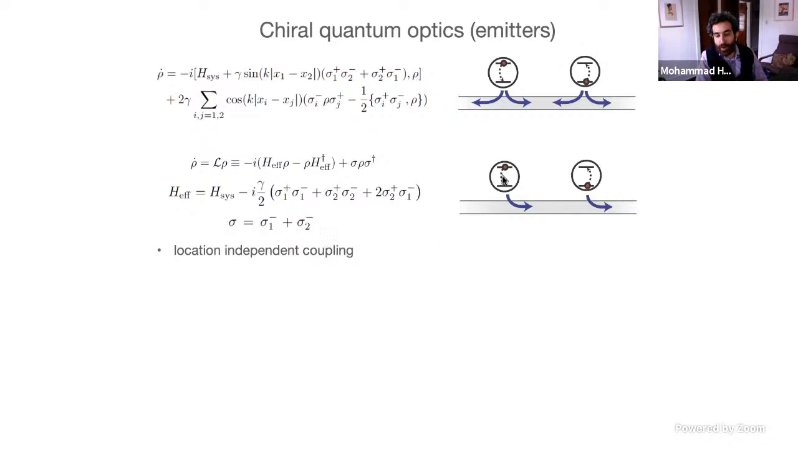Now, if you couple two emitters that are chirally coupled, then you don't have the option to go backwards. You always go forward. And the master equation is completely different from the previous master equation. In particular, these spatial dependences are gone. You only have a phase that you can gauge out. So this is basically location-independent coupling.